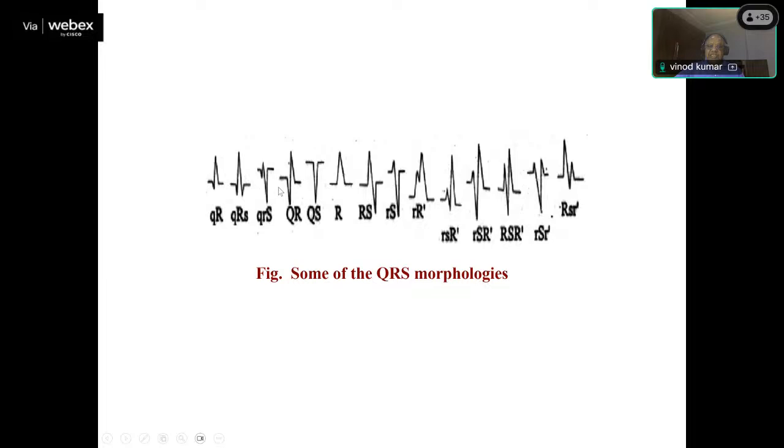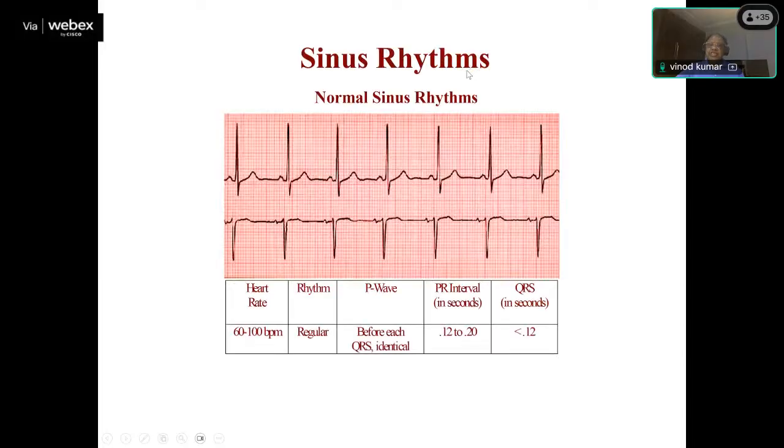So these are the various shapes and morphologies of QRS, QR, QS, R wave, etc. These are the various possible configurations or morphologies. Now, another important point is rhythm. See, one is the duration, magnitude, and morphology of each wave.